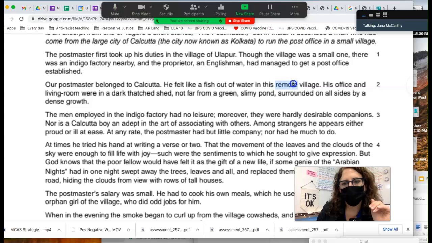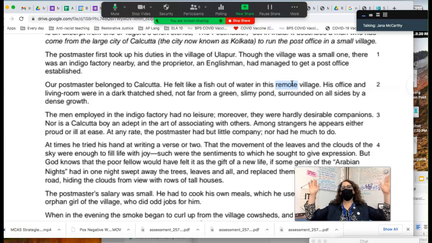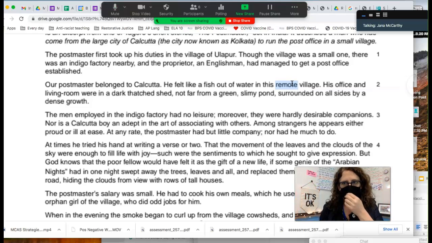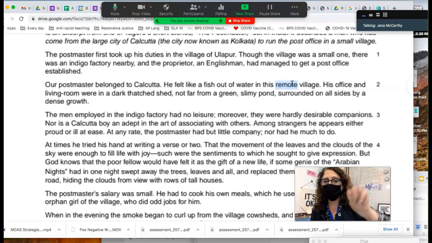Remote. Now wait a minute. We right now are doing remote what? Learning. Remote learning. What does that mean? Is it like the TV remote? No. What is remote then? It means that you are far away. You're far away. Is that positive or negative feel? Negative. So we have two for negative.